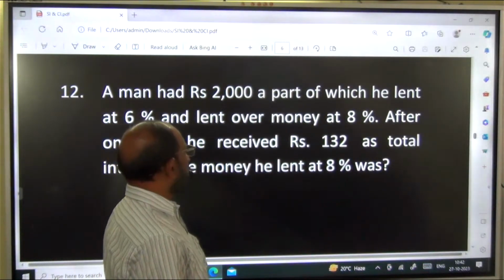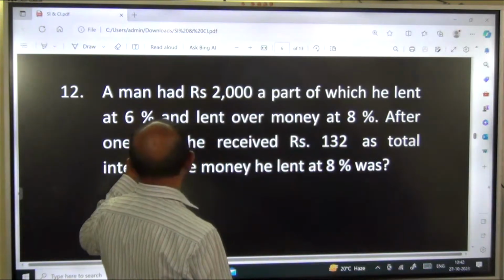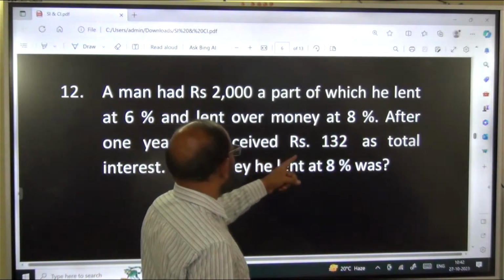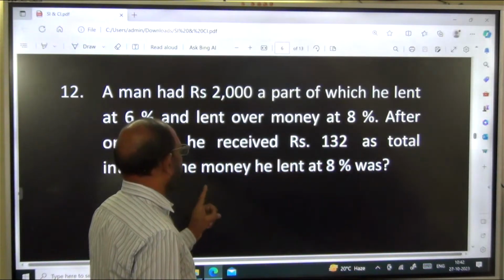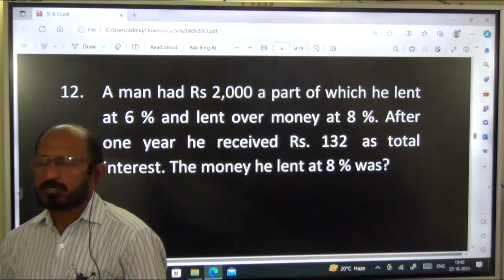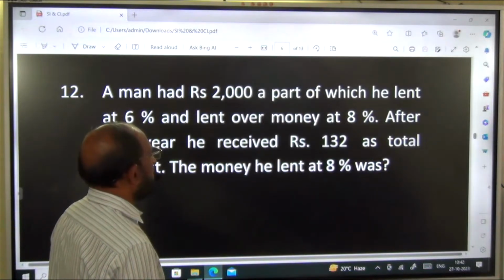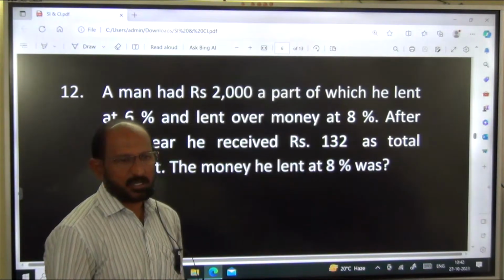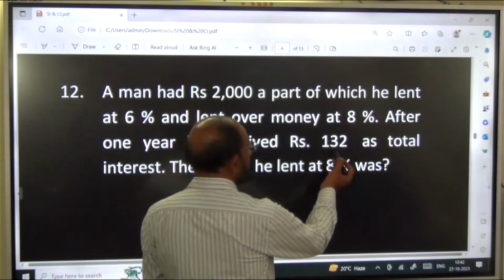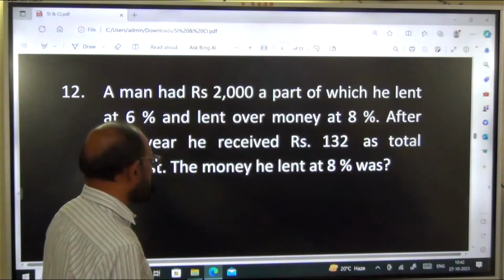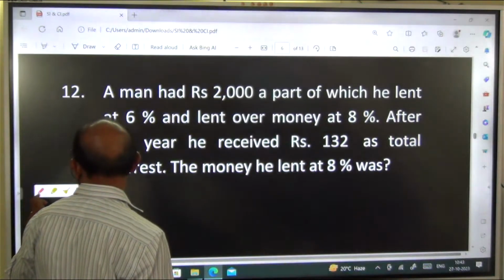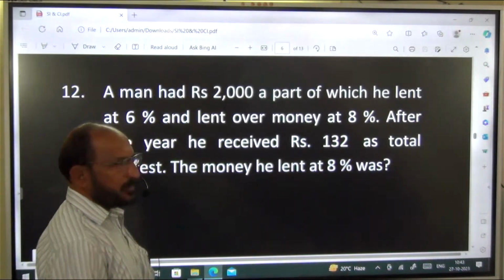A man had 2,000 rupees, a part of which he lent at 6% and lent the other money at 8%. After 1 year, he received 132 rupees as total interest. The money lent at 8% was? He has the 2,000 rupees distributed in two parts. One at 6% and another at 8% rate of interest for 1 year. The total interest received is 132. Then what is the amount given at 8%? How to take that?